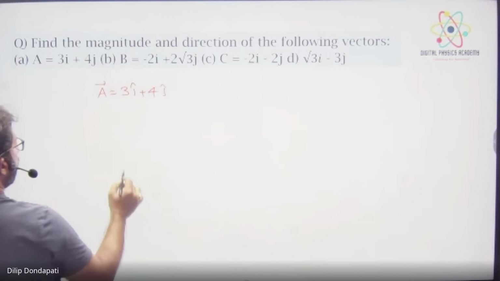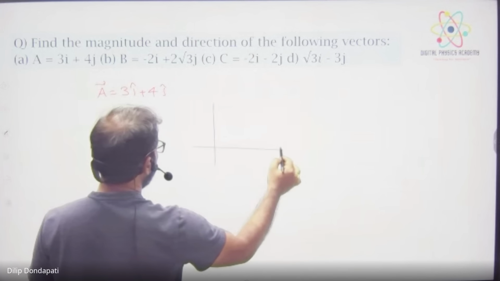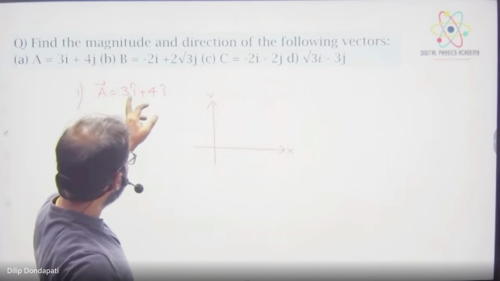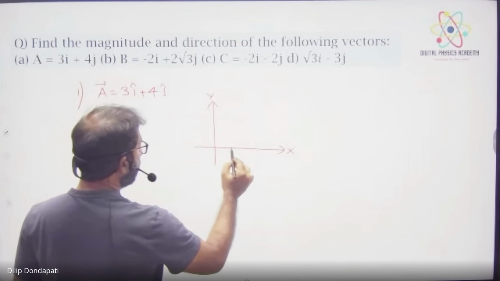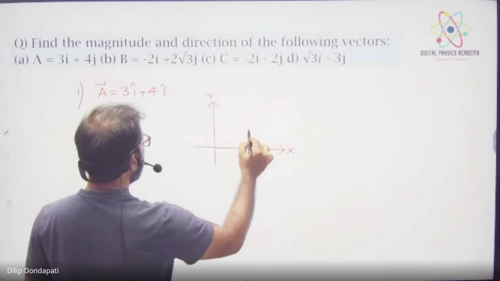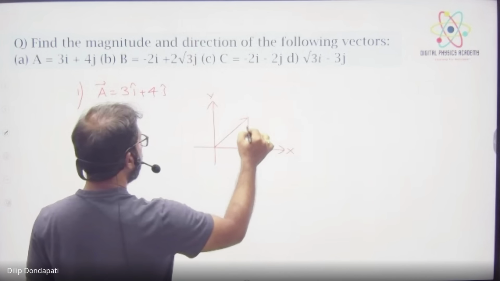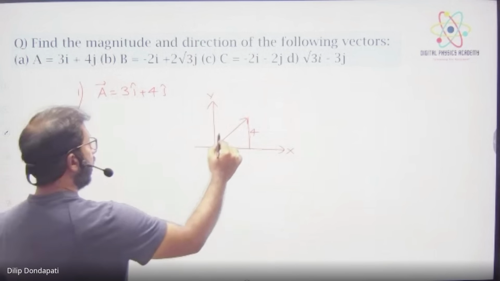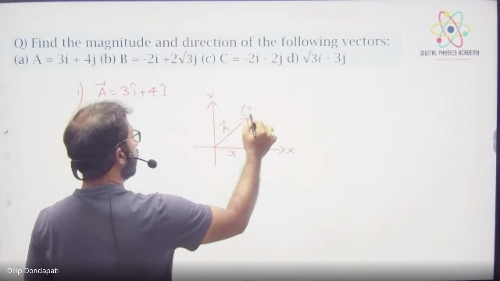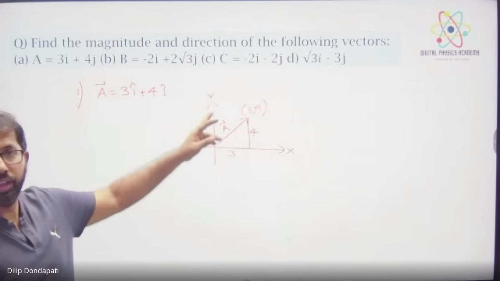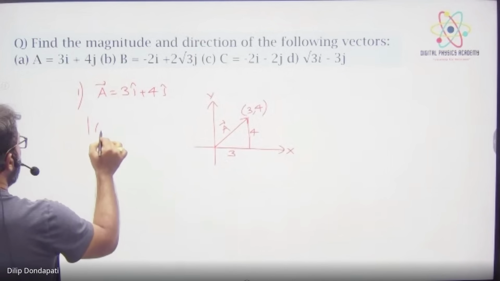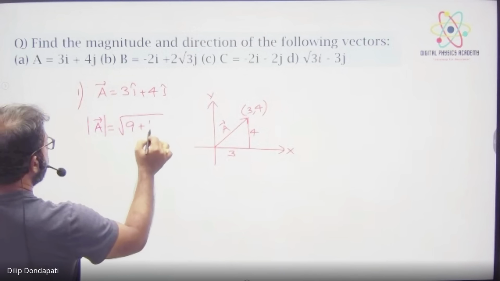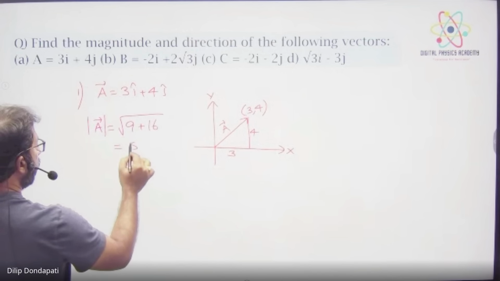So if you write it in vector form, with the y-axis and x-axis, 3 i cap plus 4 j cap means 3 in the x direction and 4 in the y direction. This is the resultant, right? Now find the magnitude. This is vector A, with coordinates 3, 4. How to find the magnitude? Under root 3 squared plus 4 squared, which is 9 plus 16, so under root 25, which is 5. Okay, the magnitude is done.